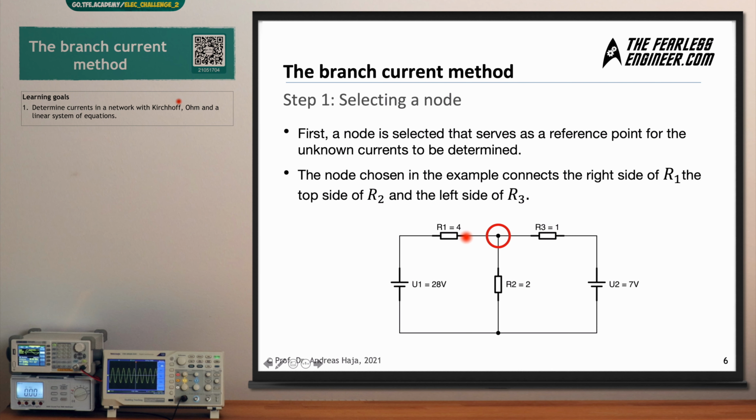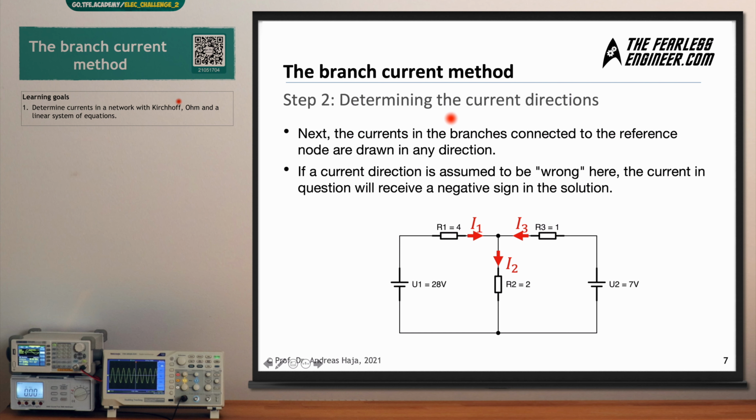Step one in the branch current method is selecting a node. First we need to select, for example, the upper node and use it as a reference point for the unknown currents to be determined. So we are always referring to one node. This node is chosen, at least in this example, to the right side of R1, the top side of R2, and the left side of R3. So we have the upper node selected as the first step.